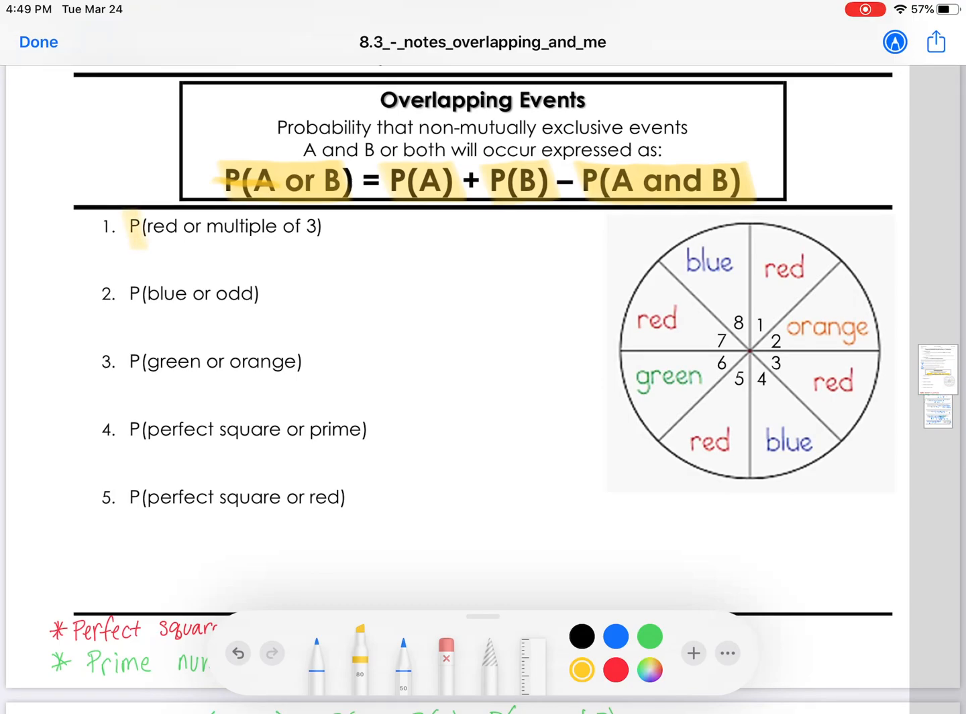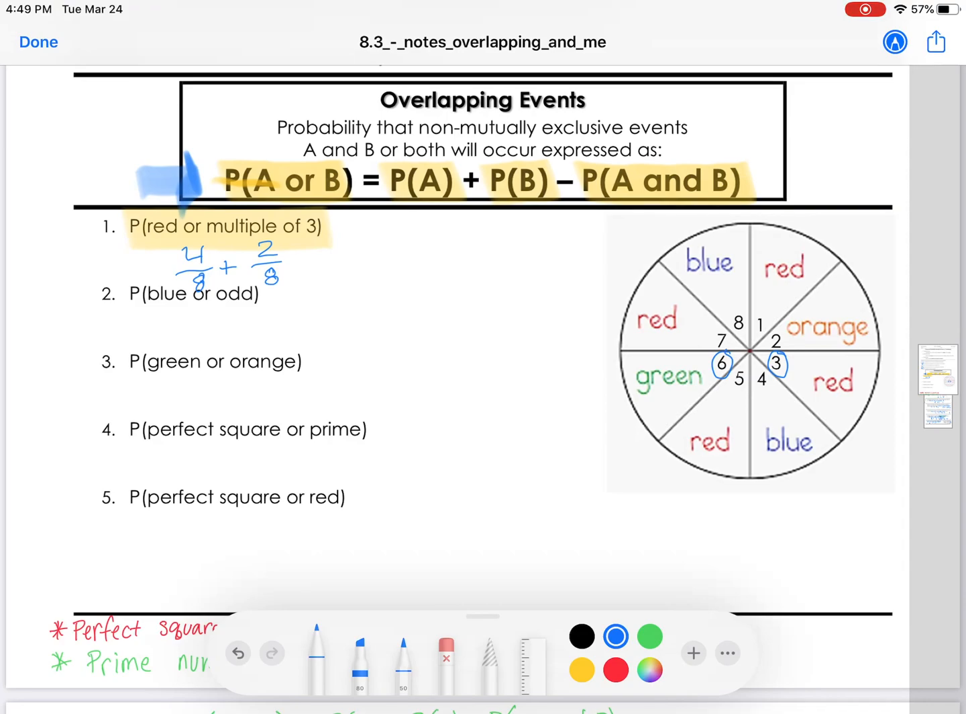Overall, I want to find the probability in number 1 of spinning a red or a multiple of 3 on this spinning wheel here. With the word "or", I know that I need to use the formula above. The first thing I want to do is find the probability of my first event, red. How many red pie pieces do I have? I have 4 out of 8. The formula says then I add the probability of my second event, which is spinning a multiple of 3. The multiples of 3 that I have are 3 and 6. That would be 2 out of 8.